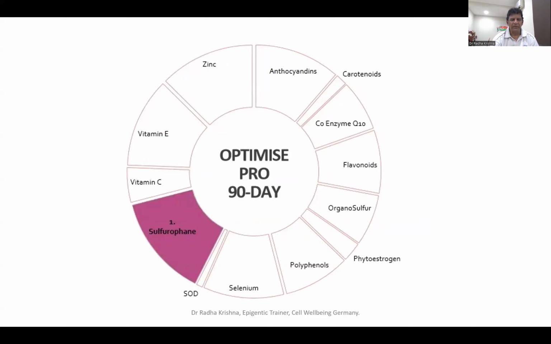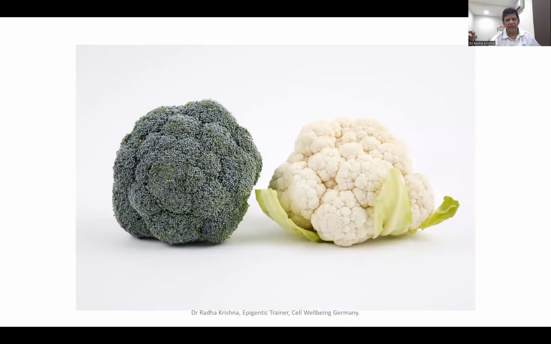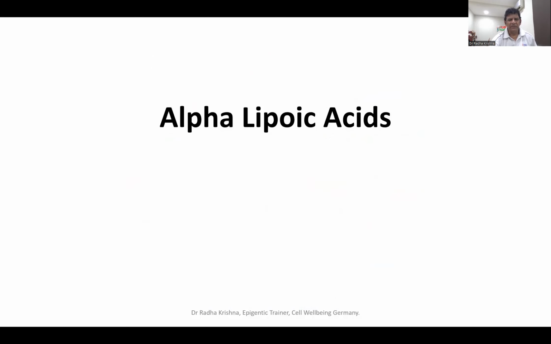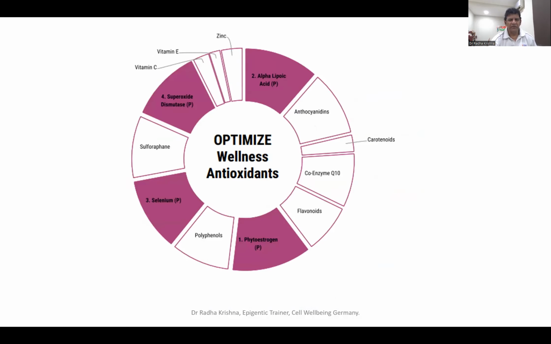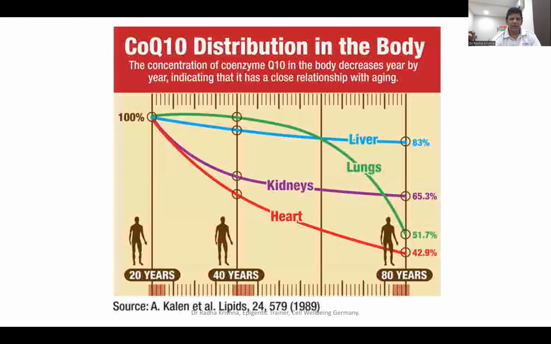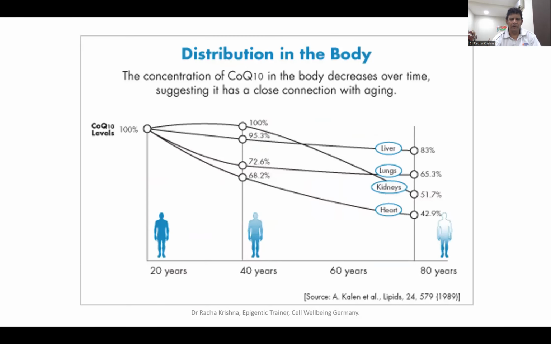Okay, sulforaphane. Sulforaphane comes from cabbage. This thing is a very powerful antioxidant. Next is alpha lipoic acid. Okay, alpha lipoic acid. You can see that, basically CoQ10. So I'll write a few things down there. I'll go back to writing on the whiteboard.